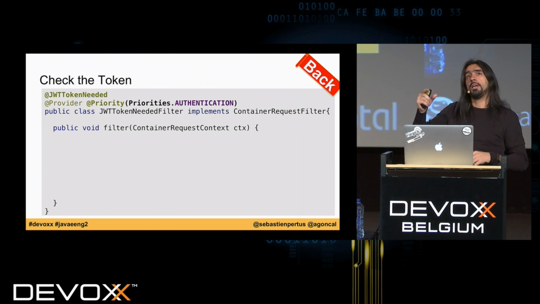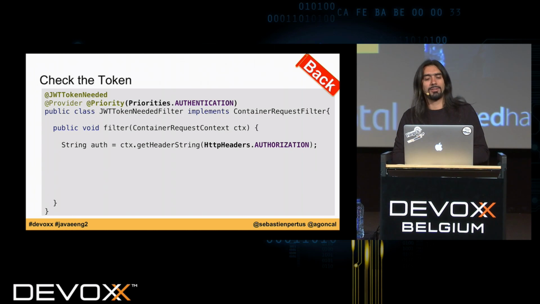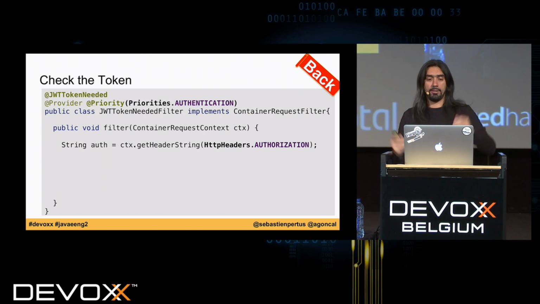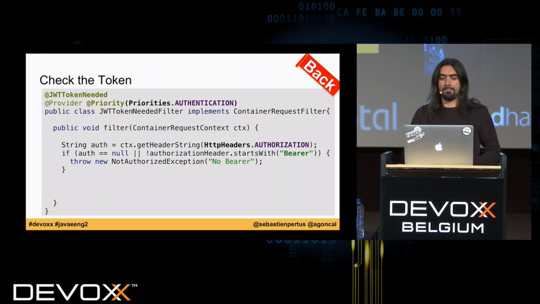So this filter, each time I have JWT token needed, is going to check that there's a token in the header and it's valid. And again, I extract the authorization header because I know there's bearer and the token. If it doesn't start with bearer, well, there's an authorization exception. So just by throwing this not authorized exception, it's a JAX-RS exception, it will send him a 40-something.